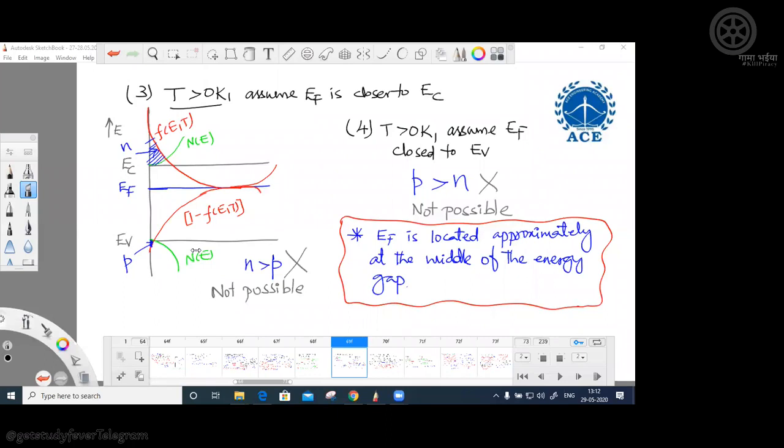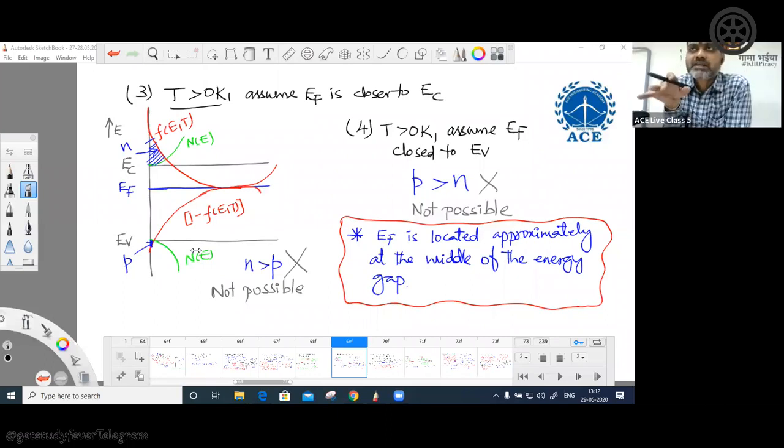Now, again, the same numerical example. There are 5 into 10 power 10 available states in the valence band, and take the same number for the conduction band. It's not the practical case, I'm just giving the example. Now, out of this, suppose you take 2.5 into 10 power 10 are occupied. Nothing but, not 5 into 10 power 10, you take all the energy levels present in the valence band are filled, and all the energy levels in the conduction band are empty.